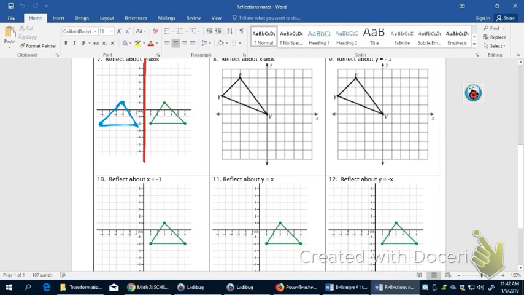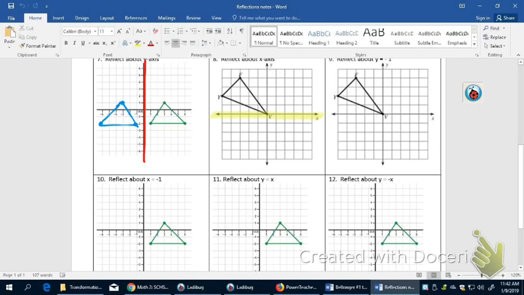Okay, let's talk about the next one. The next one says that we want to reflect it about the x-axis. So if I want to reflect it on the x-axis, what line am I going to highlight? Is it going to be horizontal or vertical? Horizontal. X-axis. So I'm going to highlight that x-axis right there.